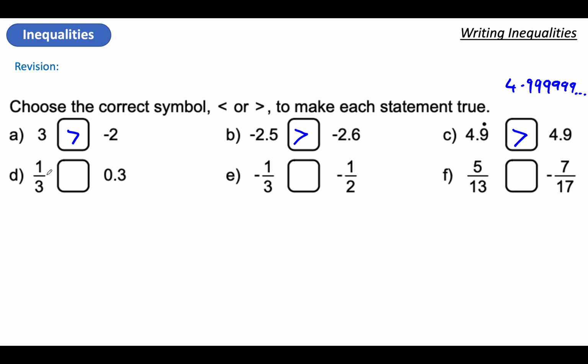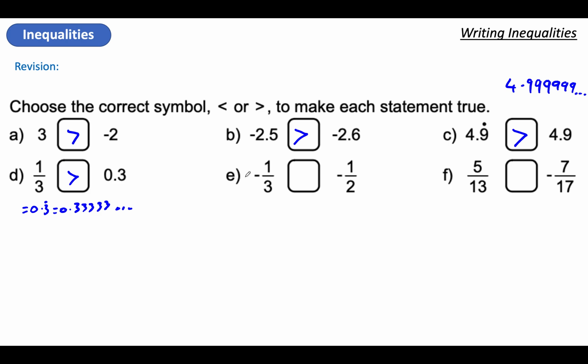What about a third and 0.3? Well, a third is bigger than 0.3 because a third, if we were writing it as a decimal, would also be 0.3 recurring. So 0.33333, etc., etc. That's bigger than 0.3. It's got some extra stuff in it.